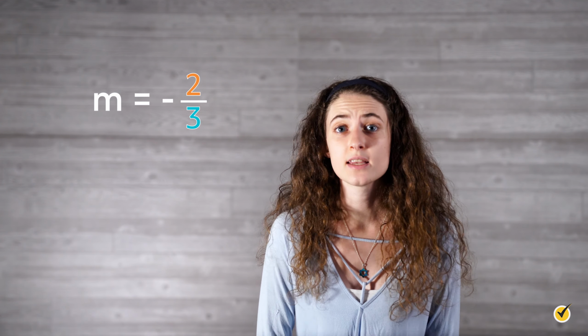For this example, let's consider the numerator, the rise, to be the negative value. Negative value means down 2. The denominator, 3, is the run. Positive value means right 3.